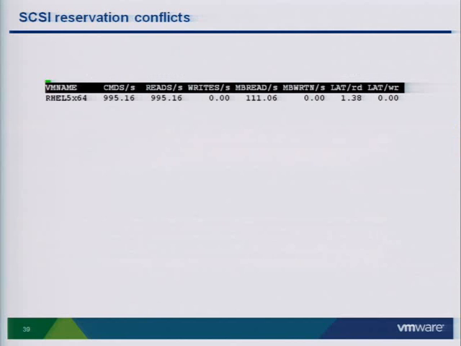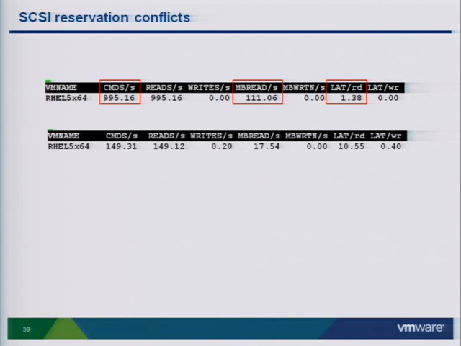All right. SCSI reservation conflicts. I mentioned that, I'll mention this. So this is a Red Hat 5 VM. It's doing a lot of IOs, around 1,000 IOPS. And it's getting very good throughput, 110 megabytes per second. Look at the latency for this throughput, just 1.38 milliseconds, extremely good. This is like a beefy storage and everything is good.